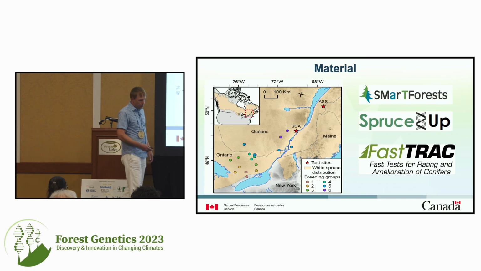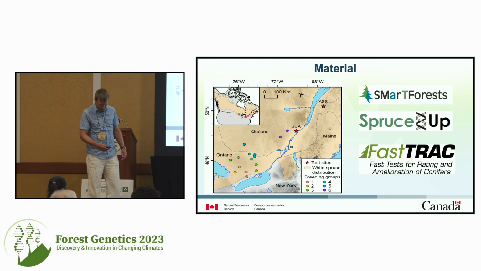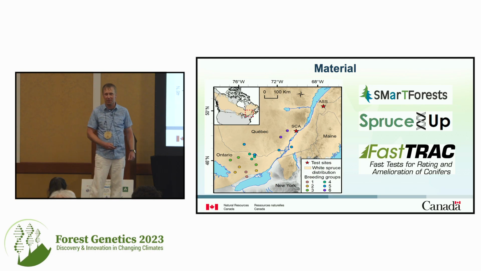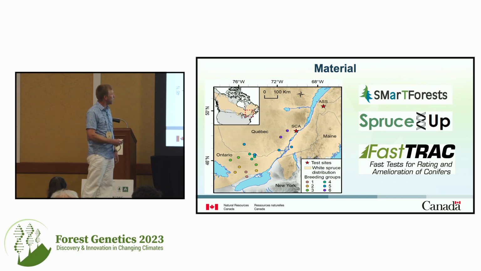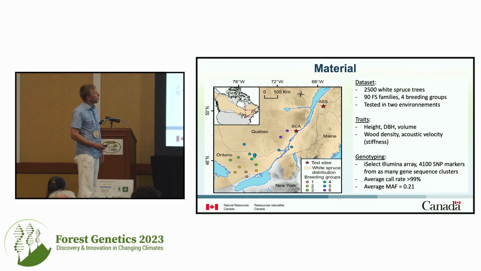So, this is the material. We needed a few Genome Canada financed projects to assemble all those data. I'm showing you here a map of southern Quebec and eastern Ontario. This is where the parental material is coming from. In the end, the data set I'm presenting today is about 94 subfamilies, about 2,500 trees, coming from 4 breeding groups.